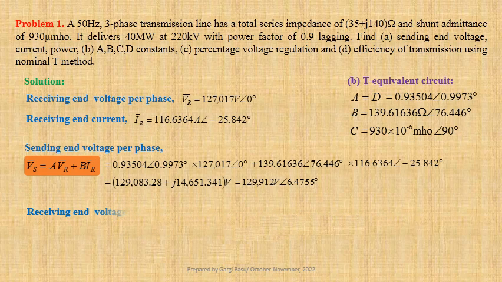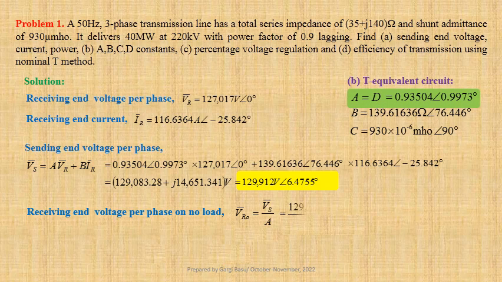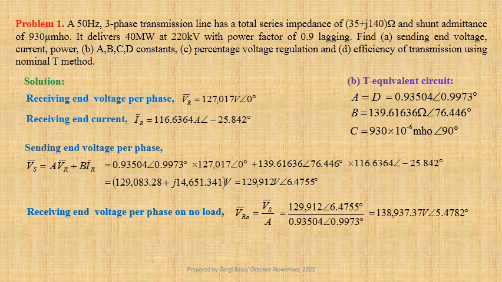Therefore, receiving end voltage per phase on no load VRO equals Vs divided by A. Using values we get 129,912 at an angle 6.4755 degree divided by 0.93504 at an angle 0.9973 degree. That gives us 138,937.37 volt at an angle 5.4782 degree. Let us now calculate voltage regulation, that is equal to VRO minus VR divided by VR.